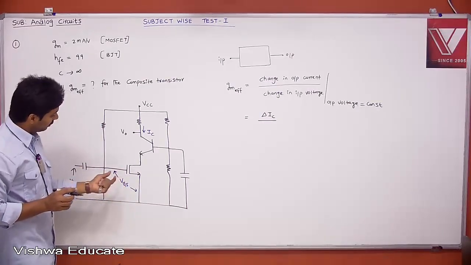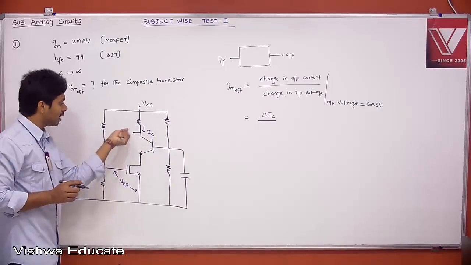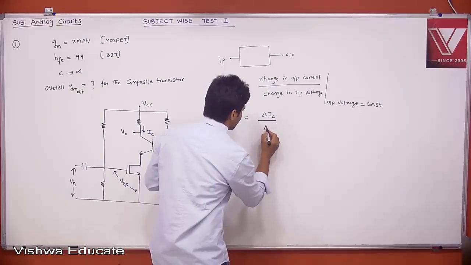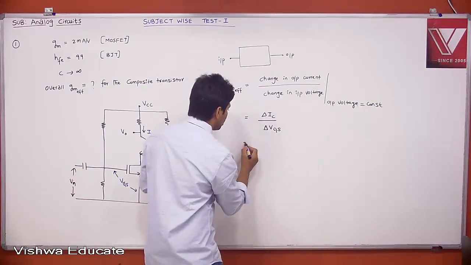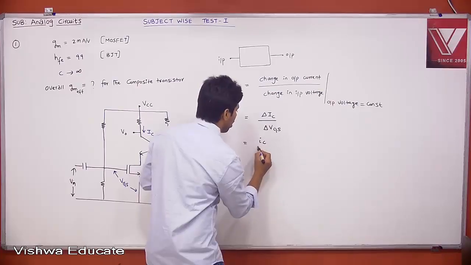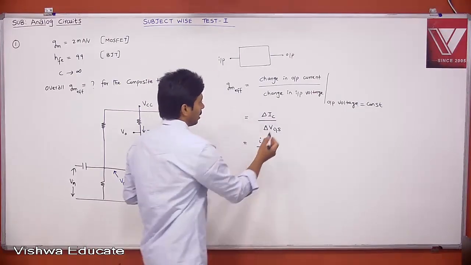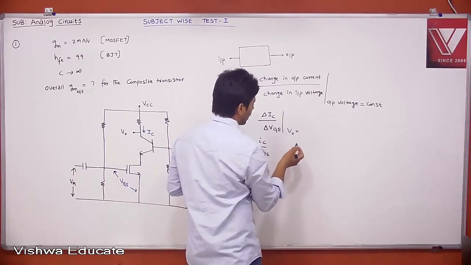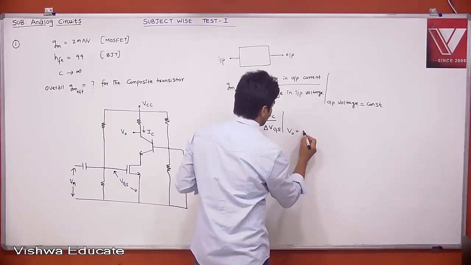Therefore, I want to know how the change in VGS gives some change in IC, when you keep output constant. People call this small IC divided by small VGS, when output voltage is constant, that is, your capital V0 is constant.